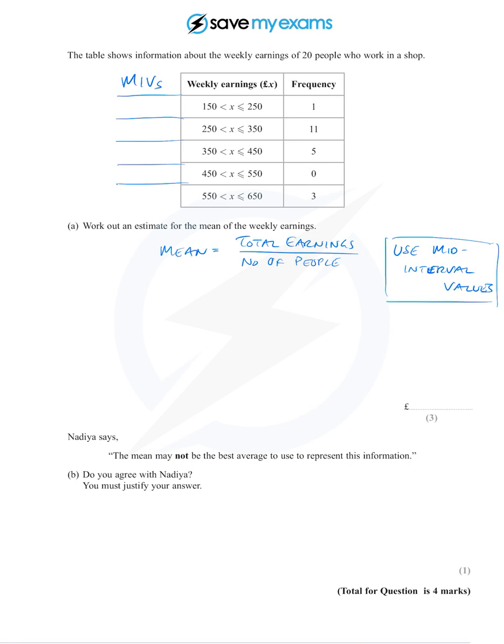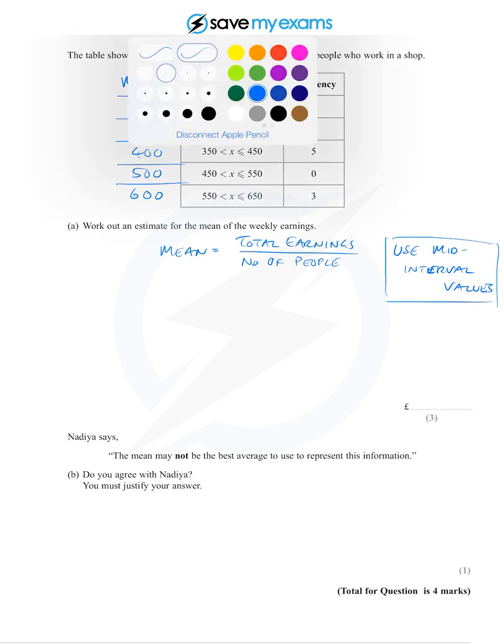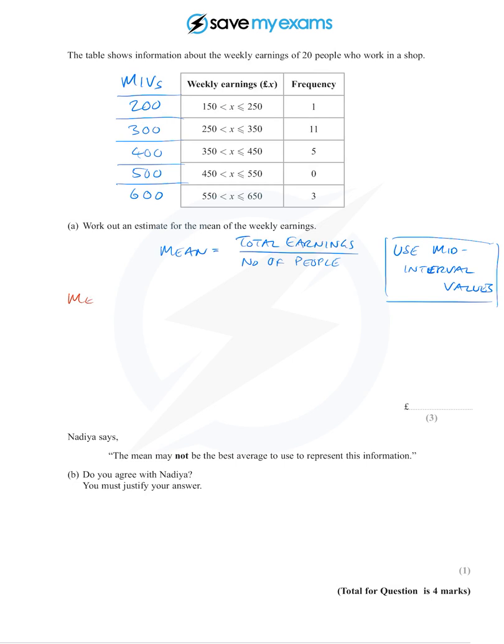So halfway between 150 and 250 is, thankfully, a nice number. It's 200. And halfway between 250 and 350 is 300. And we've got 400, 500, and 600. So they have been quite nice to us. So how do we work out the total earnings?